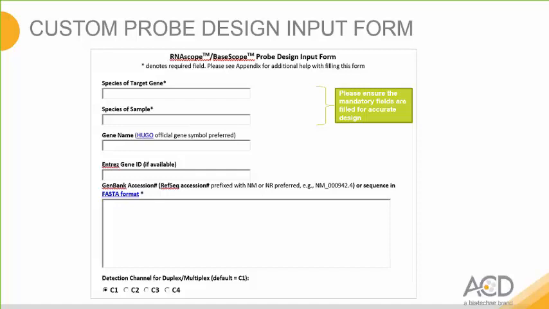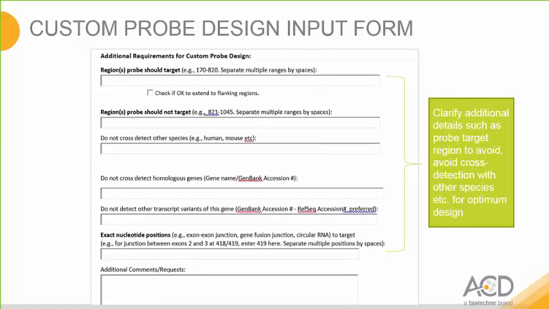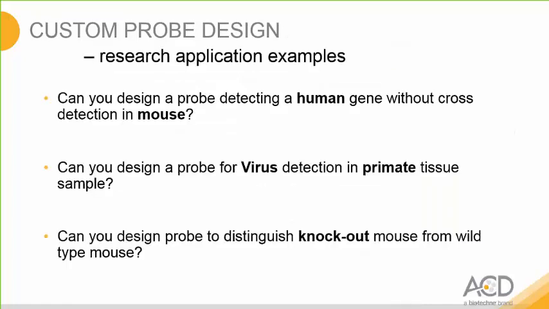You also have the option to assign channels if the probe is going to be used for duplex assay or fluorescent multiplex assay. The second part of the form is any additional requirements from you for the customer probe design. For example, any regions in particular you want to target, or any regions you want to avoid in the target region, or other genes with some high similarity or species you do not want to target. You are also encouraged to provide an overview of your experimental plan and any additional comments or requests in the form.